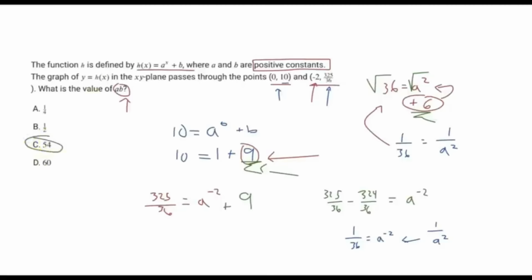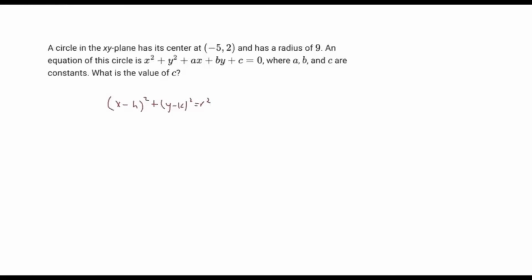and therefore C is going to be our final answer. All right, so the next problem says a circle in the xy plane has a center at the coordinates negative 5, 2, and has a radius of 9. The equation of the circle is x squared plus y squared plus ax plus by plus c equals 0, where a, b, and c are constants. What is the value of c?